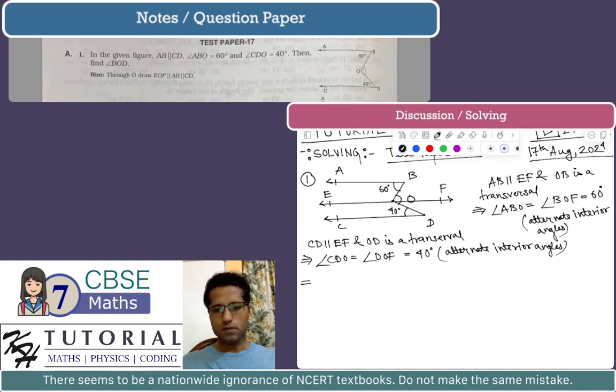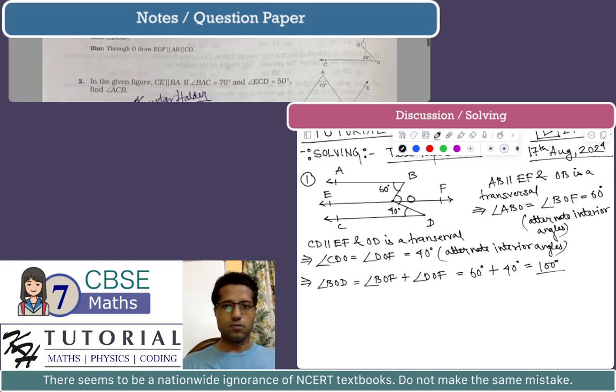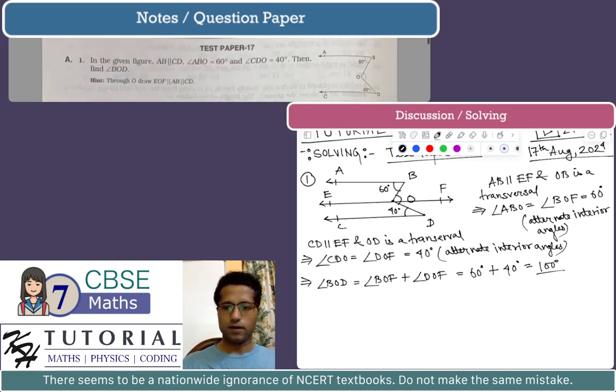Now we have to find angle BOD. Now we can see that angle BOD is equal to angle BOF plus angle DOF, which is equal to BOF is 60 degree and DOF is equal to 40 degree. So this is equal to 100 degree. Is there any choice given? No, no choice is given. Oh, I see. Find angle BOD. Anyway, so the answer is angle BOD is equal to 100 degree.